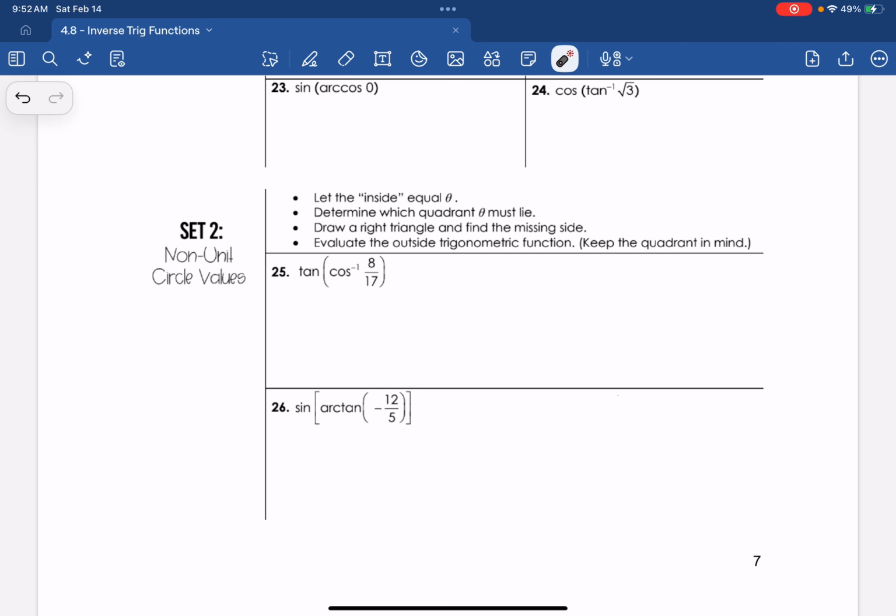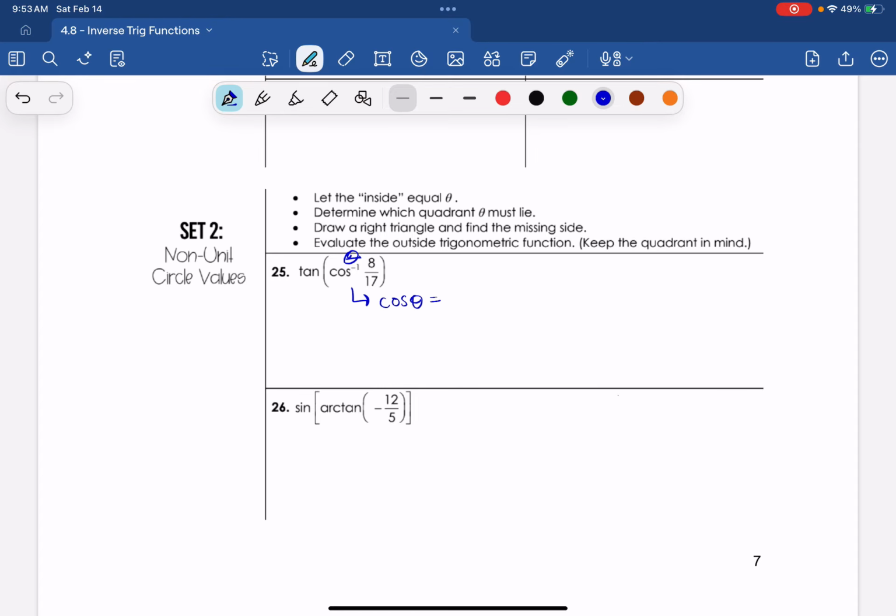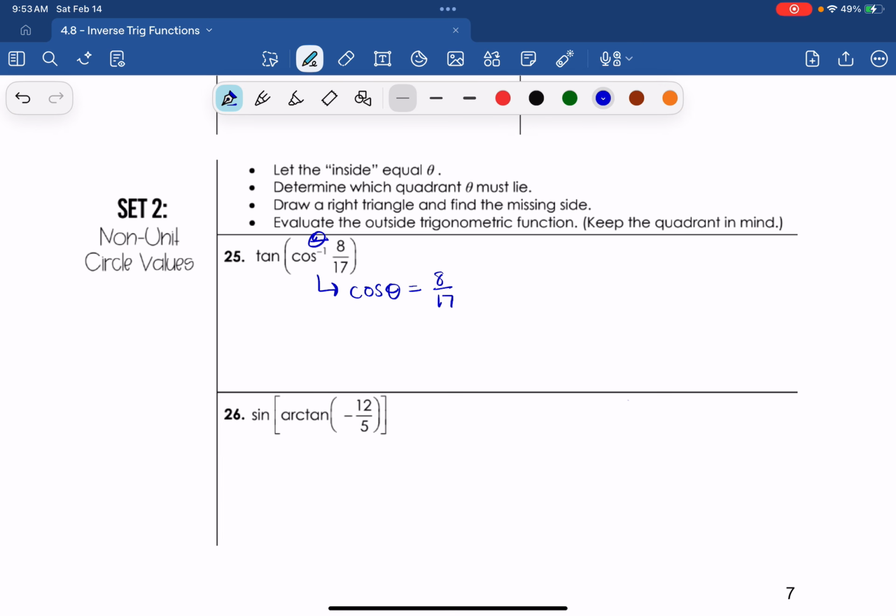So let's look at number 25. We want to figure out the tangent of the cosine inverse of 8 over 17. We have some steps here that we're going to look at. The first thing is letting the inside equal theta. Since we have a cosine inverse trig function, its outputs give angles. So I'm going to call the inside theta. What this tells me is that the cosine of theta equals 8 over 17. So in this case, instead of using the unit circle, we're going to be using a triangle.